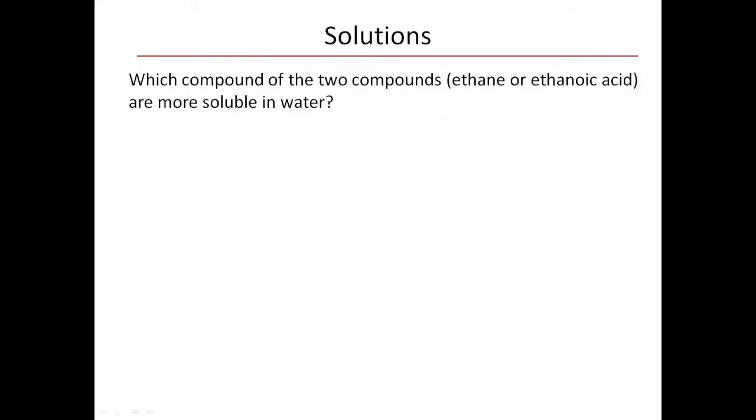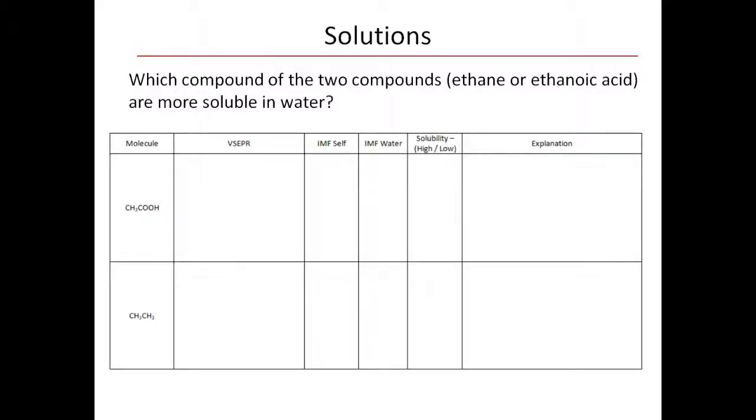So let's take a look at the solubility of two compounds, ethane and ethanoic acid, in water. And we're going to see which one is more soluble using our ideas of attractions between solutes and solvents. So first off, remember we need to know what intermolecular attractions each of these compounds can form or will form. And to do that, we need to know its shape.